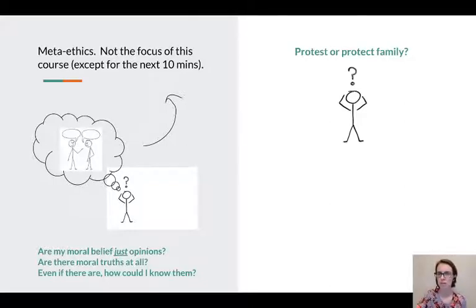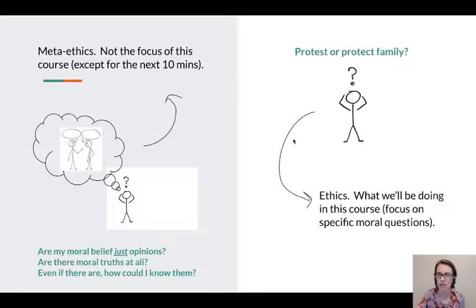But when Sticky is thinking about whether or not he should protest or stay home to protect his family, here Sticky is doing ethics. And this is what we'll be focusing on in the course. He is asking about a particular moral question.